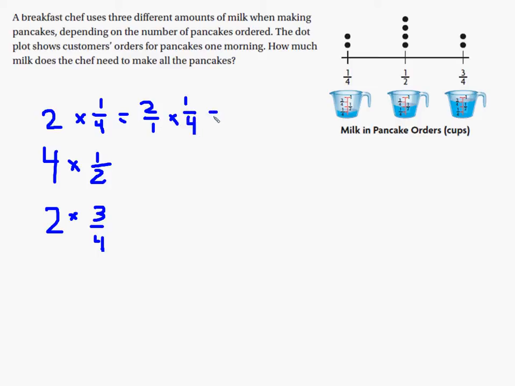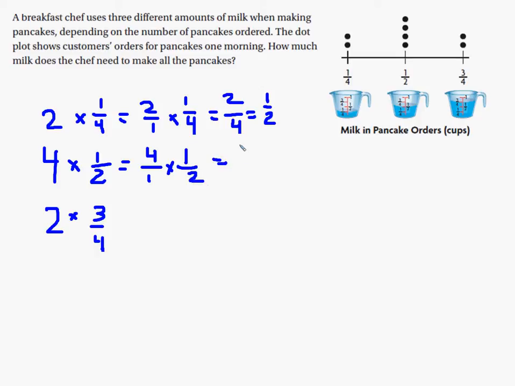And I get 2 times 1 is 2. 1 times 4 is 4. And I simplify that. I divide top and bottom by 2, and I get 1/2. So let's do the same with this one. 4 becomes 4 over 1. I multiply that by 1/2.